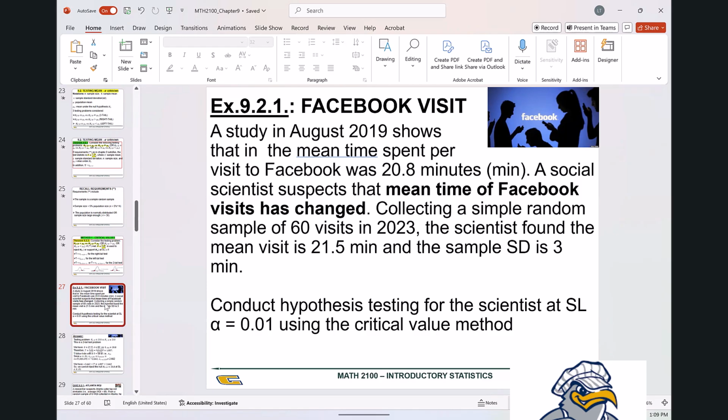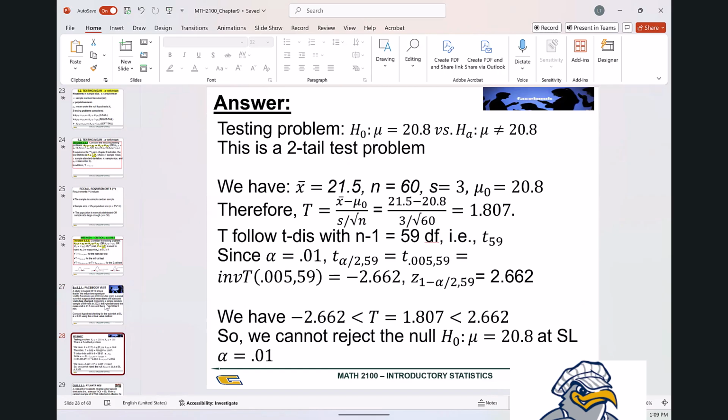So there are 3 different methods, right? We can use them to test the problem, but now we look at the critical value method because we just learned how to do that, right? And here we talk about the mean, which is the mu. So the first thing is that we need to specify a testing problem.